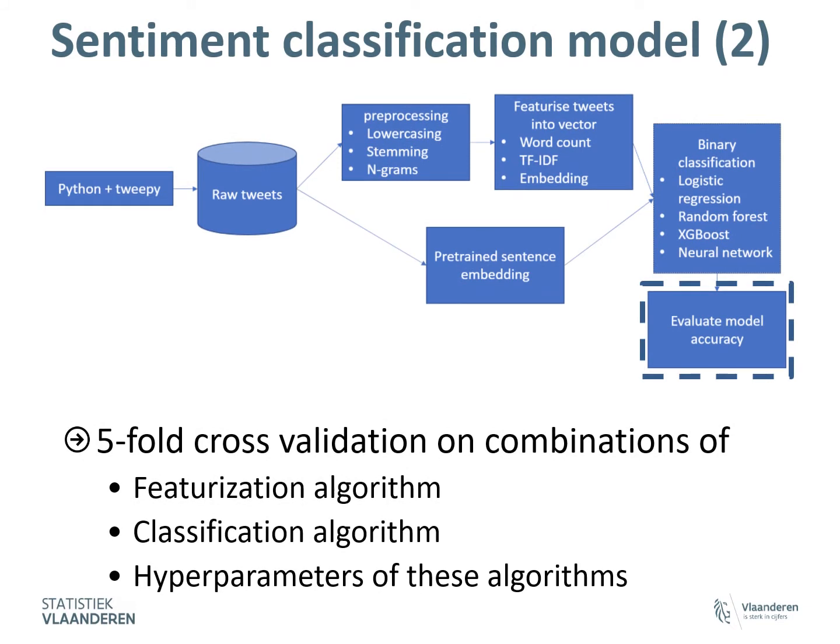So there are several choices in our methodology, ranging from how you do pre-processing, how you featurize your tweets, to which classification algorithm we use. We selected the combinations between these choices, and we did a 5-fold cross-validation evaluation scheme on these different combinations.